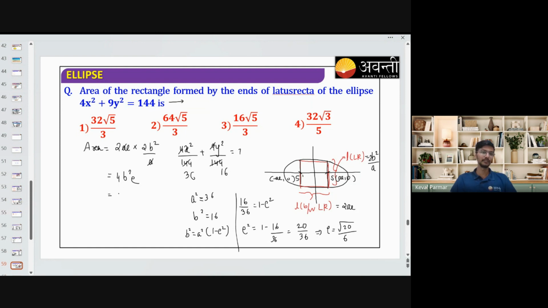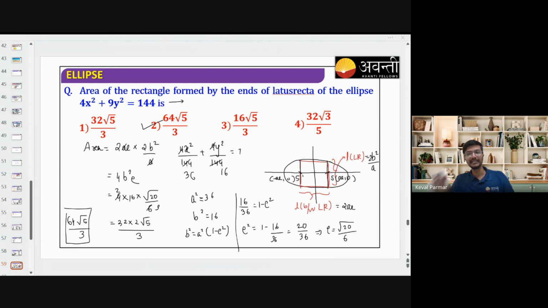Let us substitute the values here. 4 into 16 into root 20 upon 6. So we can cancel this with 2 and 3. So I think we get 32, and root 20 can be written as 2 root 5 upon 3. So what is 32 into 2? It is 64 root 5 by 3, which is my option second, as correctly said by Mahesh.